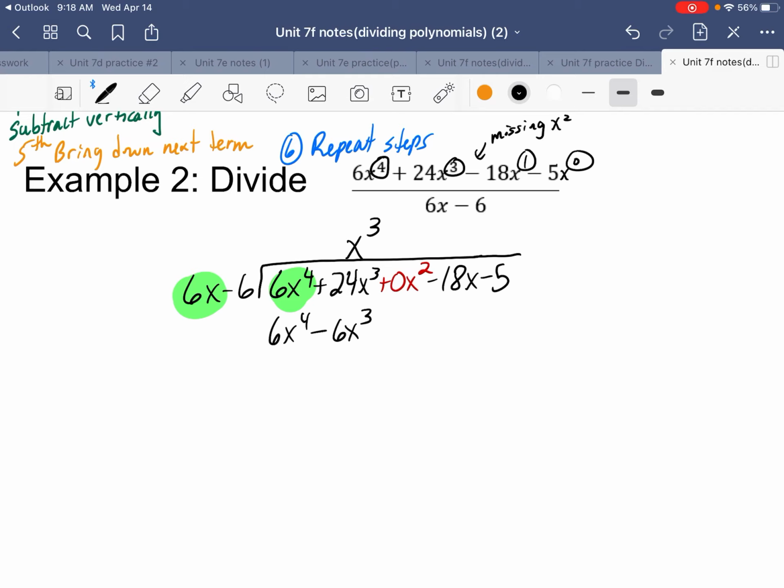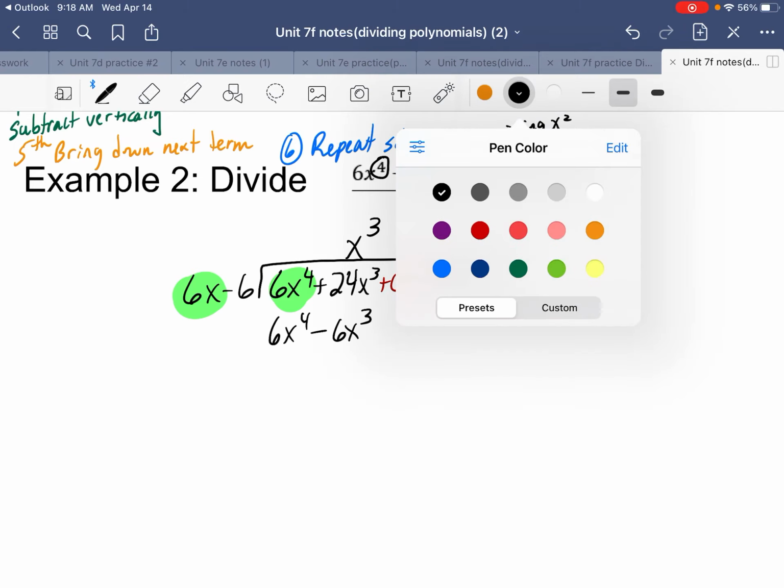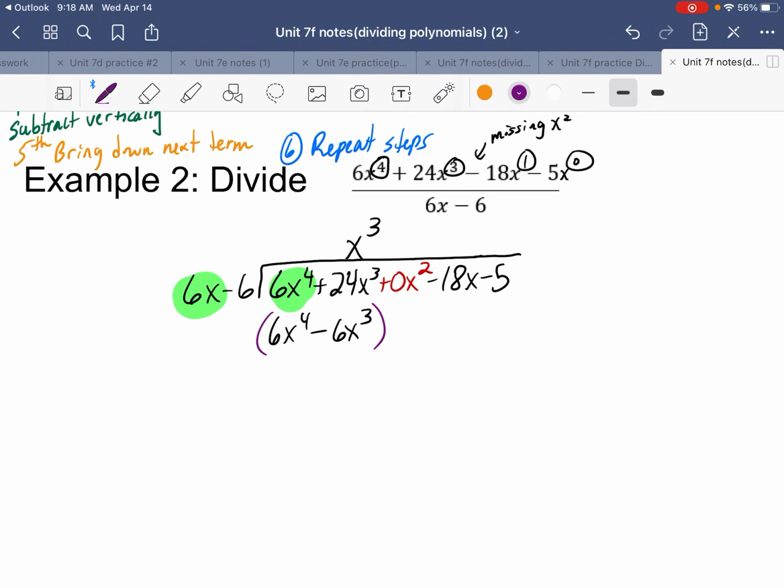We need to subtract here. There are different ways people do this. I put parentheses around it because it reminds me to subtract. But you certainly could do subtract and another subtract in here, which makes this a plus, and then you would just do the signs vertically. It does not matter to me how you do this. 6x to the fourth minus 6x to the fourth simplify. 24 minus a negative is plus. So that's 24 plus 6 is 30x to the third. Bring down the next term.